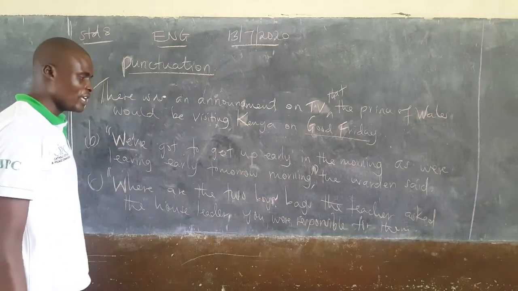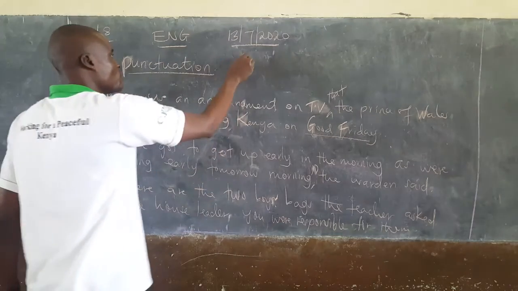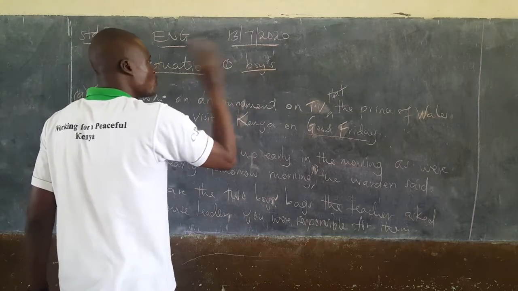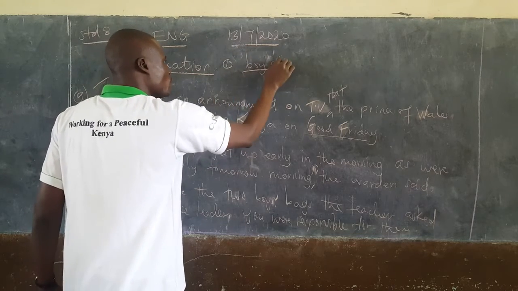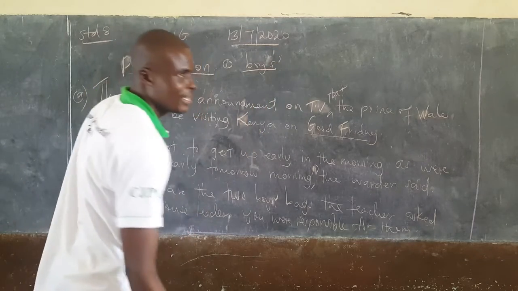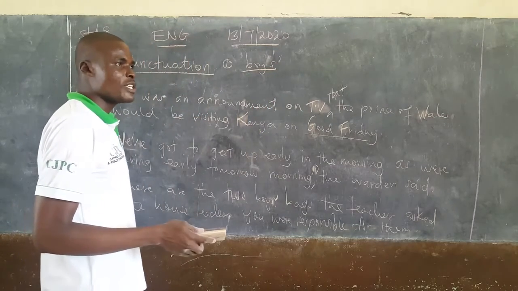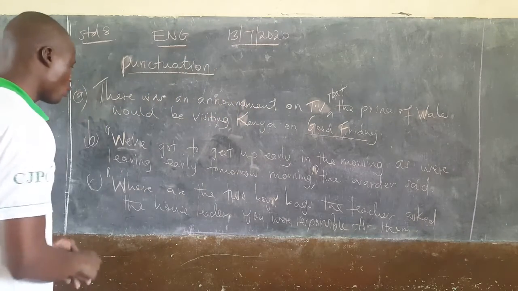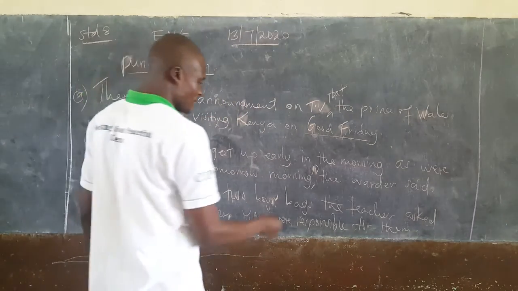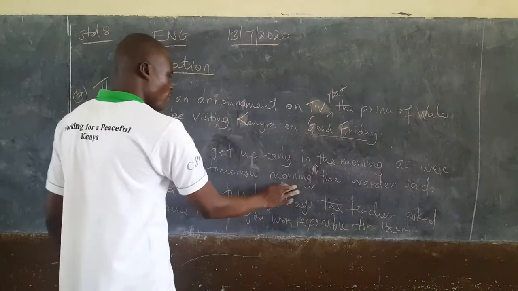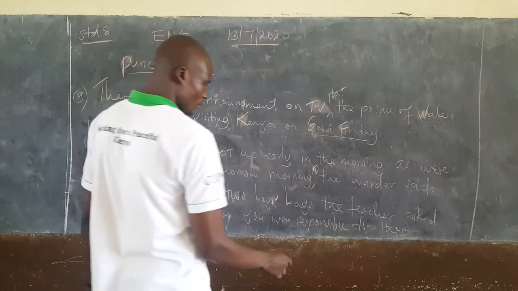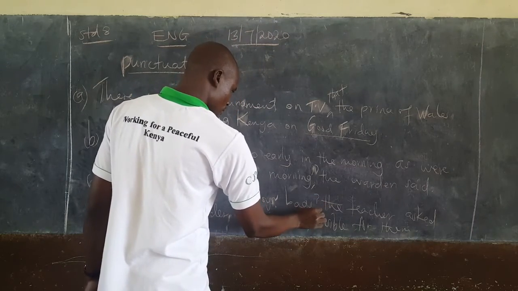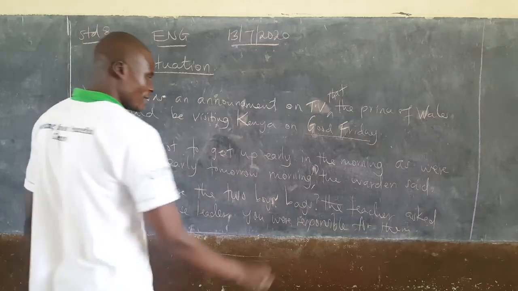Now mark that very well. If something belongs to one boy, then we talk of the boy's coat. This is one boy. But if there are two boys, then you put the apostrophe after the s to mean that that thing is owned by the two boys. So you come and say, where are the two boys' bags? Correct, like that. Where are the two boys' bags? Question mark.